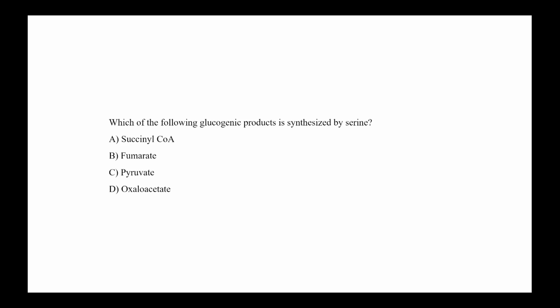Which of the following glucogenic products is synthesized by serine? Option A, succinyl coenzyme A. Option B, fumarate. Option C, pyruvate. Option D, oxaloacetate.